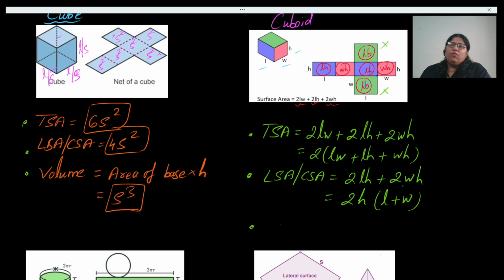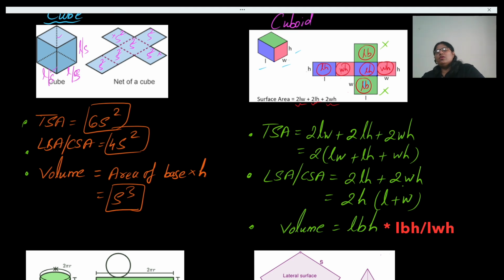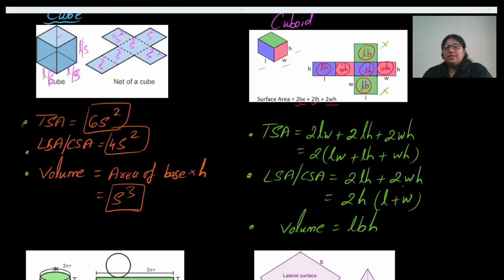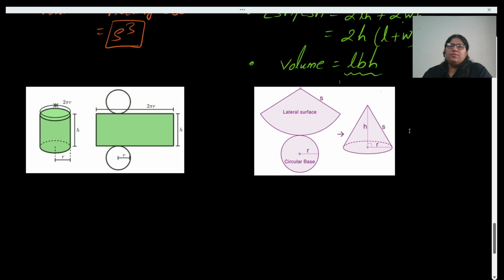Similarly, if I'm taking the volume of a cuboid, again the area of base is going to be L times B, into H. Area of base or area of cross section into height. You will see the cuboid is also known as a rectangular prism. So there also you will see why we are reaching this formula. Now what is the next basic figure here?